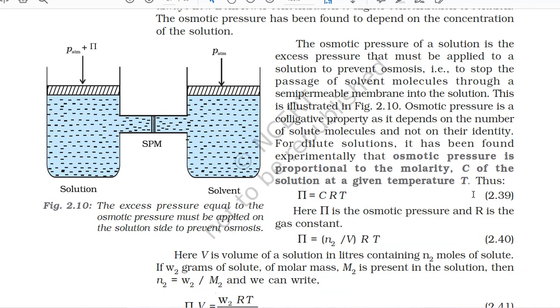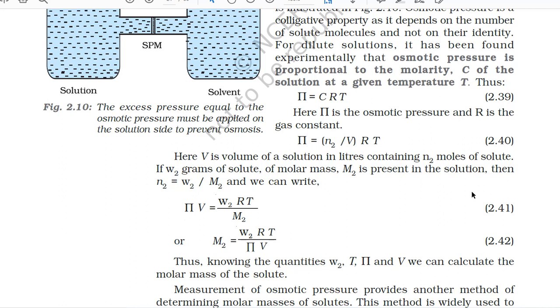Osmotic pressure is a colligative property as it depends on the number of solute molecules and not on their identity. For dilute solutions, it has been found experimentally that osmotic pressure is proportional to the molarity C of the solution at a given temperature T. Thus, pi is equal to CRT. Here pi is the osmotic pressure and R is the gas constant. Pi is equal to n2 upon V into RT. Here V is volume of a solution in liters containing n2 moles of solute.